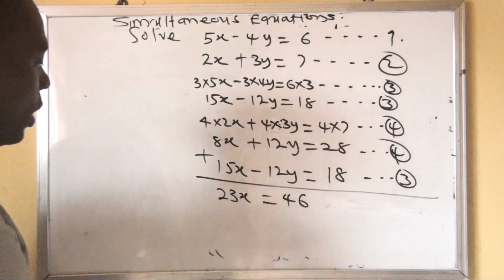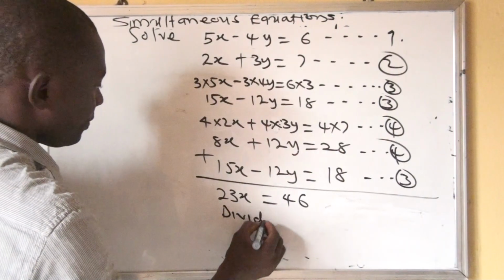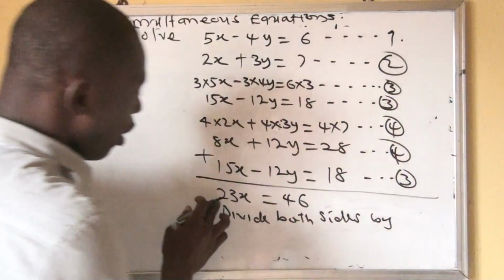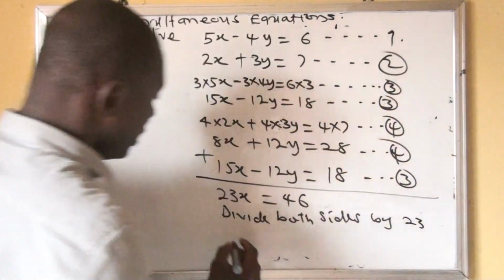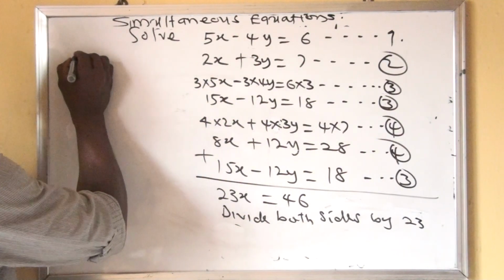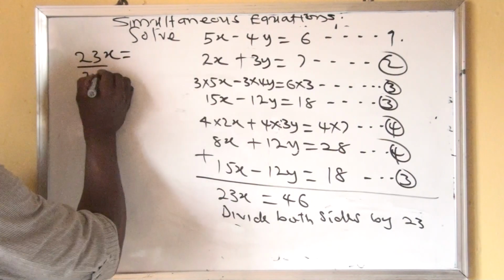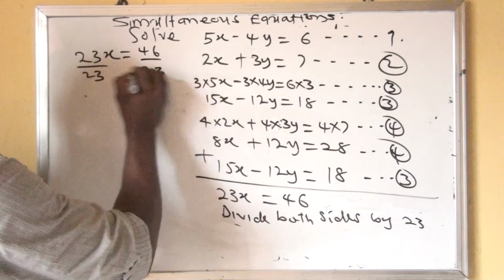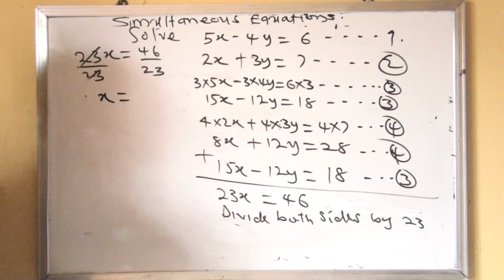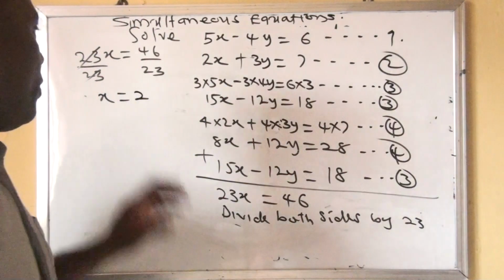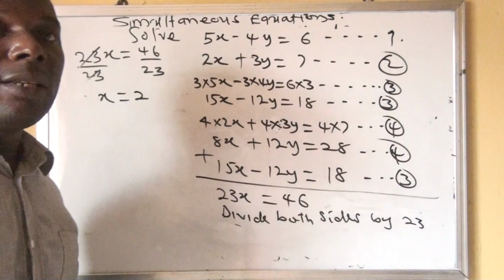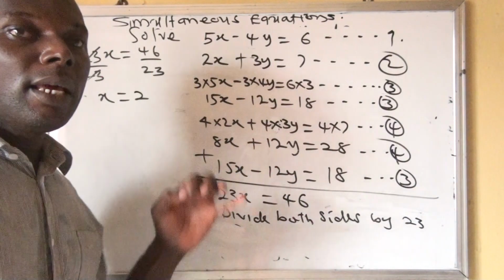Okay, from here, what do we need to do? We divide both sides by the coefficient of x, which is 23. So here we write 23x divided by 23, then 46 divided by 23. 23 divided by 23 becomes x. Then 46 divided by 23 gives us 2. Here we have been able to obtain the value of x to be 2 by eliminating y. So that means we have killed y so that we can obtain the value of x.